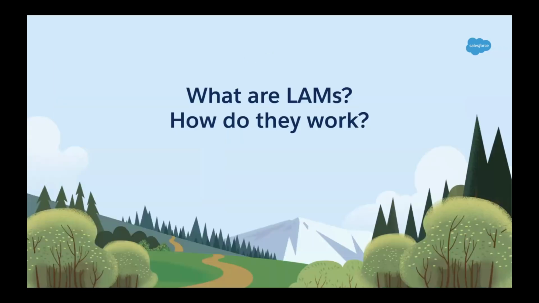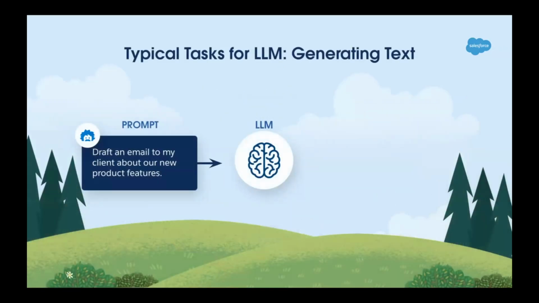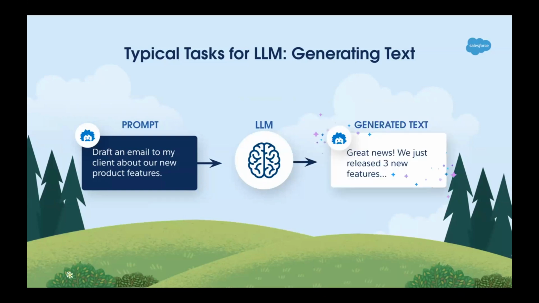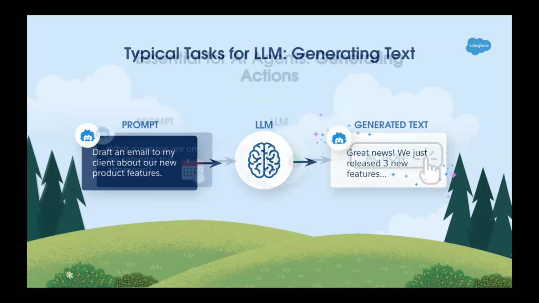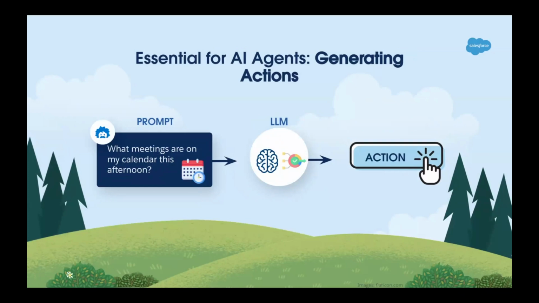Awesome. So let's just get right into it. What are large action models? How do they work? Let's start with what we all know: LLMs. You take a prompt, hey LLM, write me an email. You give it to the LLM and it writes a great email. We know LLMs very well at this point. But what's essential for agents is not just generating any text, it's generating actions. So if we look at this prompt here, it's different. This prompt is saying, what meetings are on my calendar this afternoon?